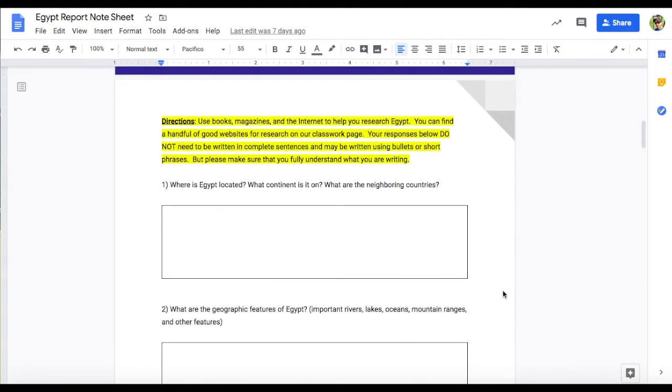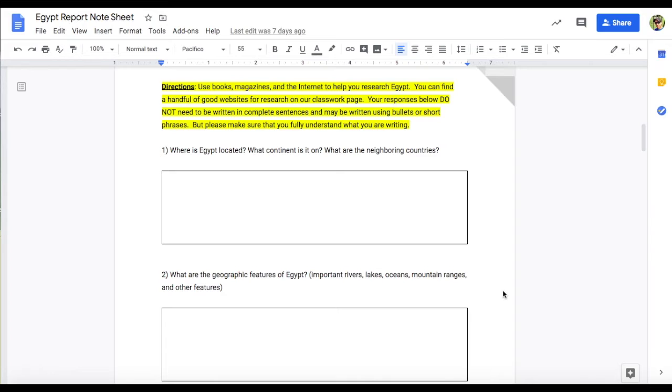Directions: use books, magazines, and the internet to help you research Egypt. You can find a handful of good websites for research on our classwork page. Your responses below do not, I repeat, do not need to be written in complete sentences and may be written using bullets or short phrases. Please be sure that you fully understand what you are writing.